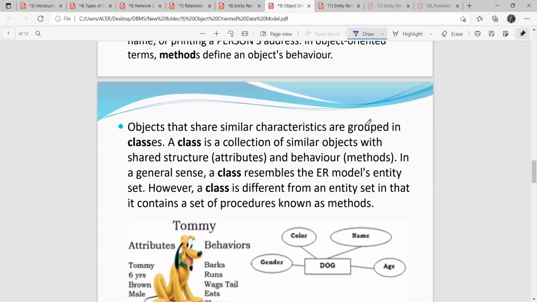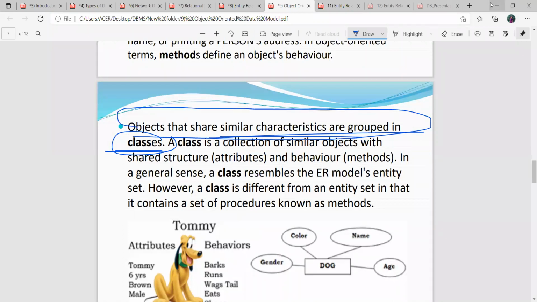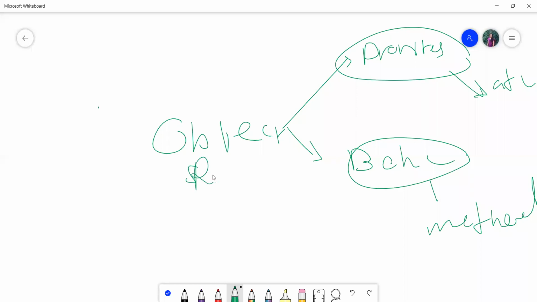Then again we are taking classes. To build a class, similar characteristics are grouped. Objects that share similar characteristics are grouped into a class. In the previous example, I took Rashmi as the object and student as the entity. In this object-oriented model, we can take student as the class.